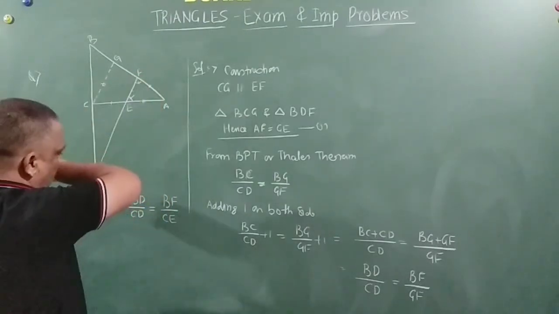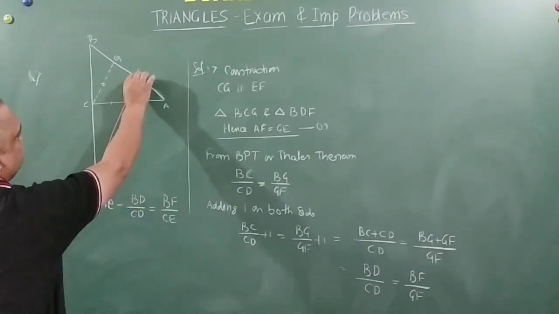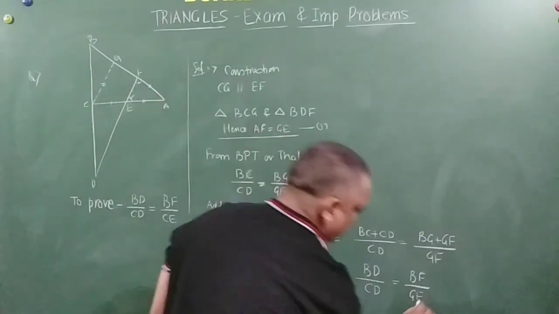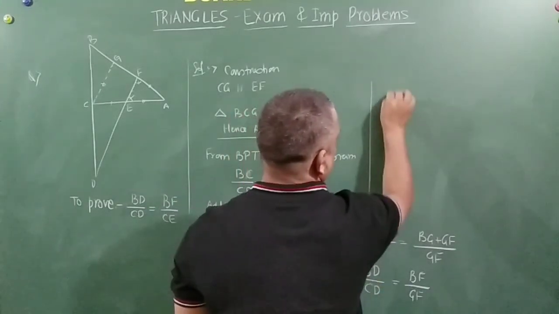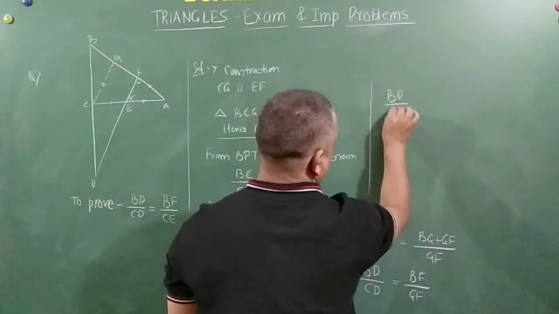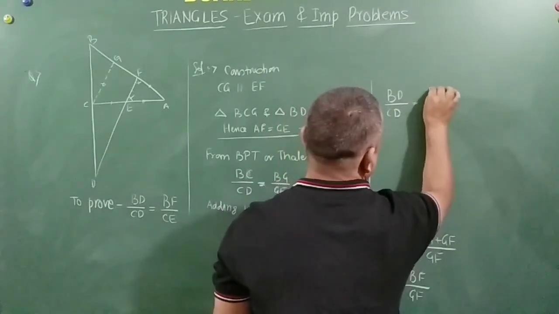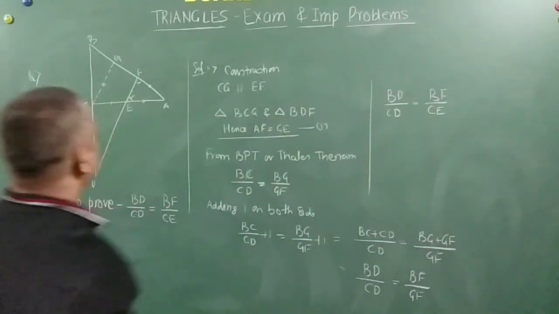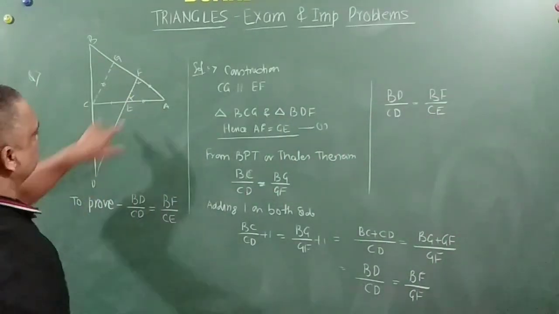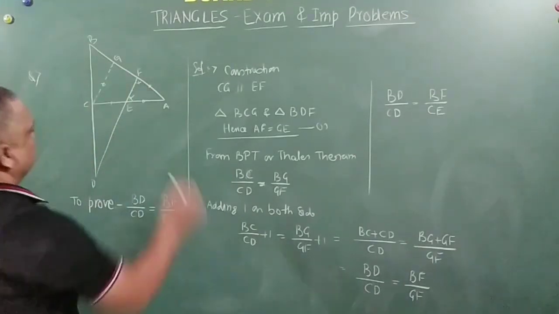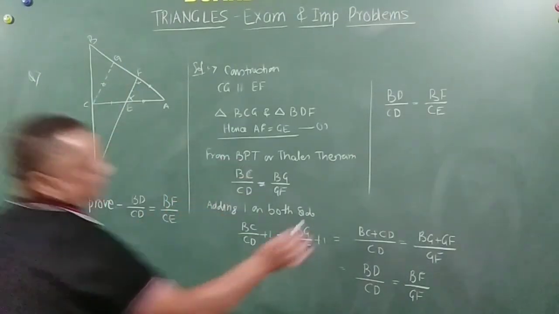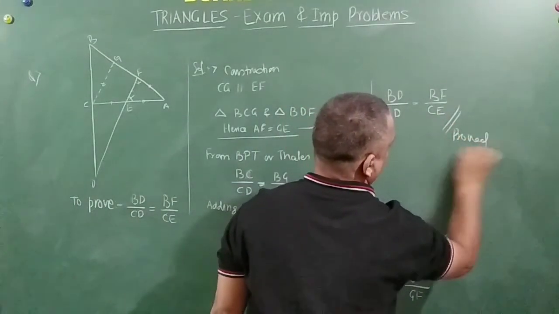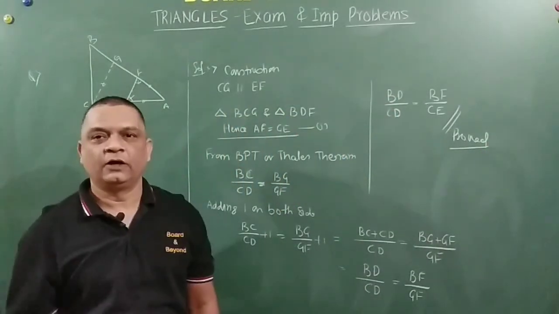So GF can be written as CE, right? I hope you agree to this, or you have any different thoughts on this? So it is equal to BF by CE, correct? Because of the basic proportionality theorem, because this is equal to this, so this has to be equal to this, right? No problem. So hence proved.